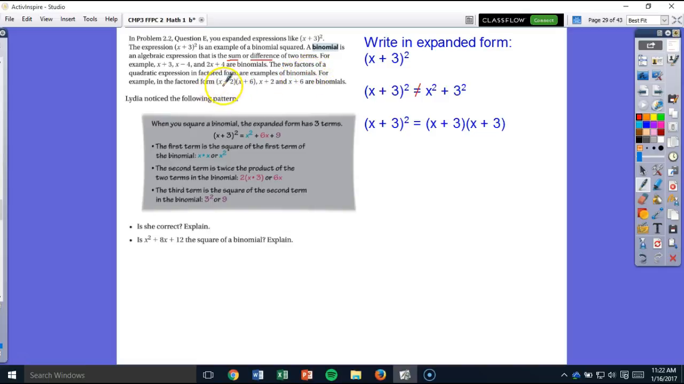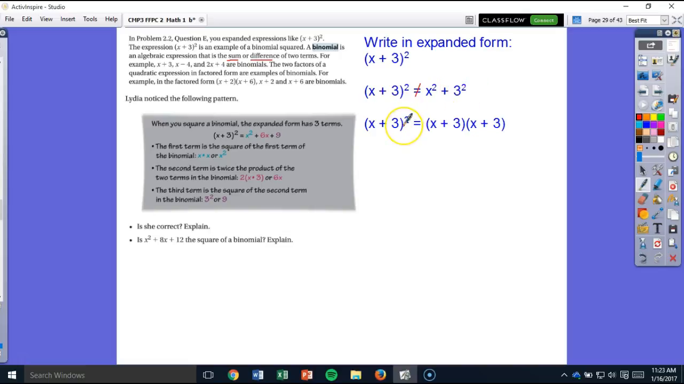If we look down here, (x plus 2) times (x plus 6), well, each of these is a binomial. x plus 2 is one binomial, and x plus 6 is another binomial. With that, Lydia noticed the following pattern. She said, when you square a binomial, the expanded form has three terms. So we start out with (x plus 3) squared, which is what we have up here. Keep in mind that (x plus 3) squared does not equal x squared plus 3 squared. That is part of it, but that is not all of it.